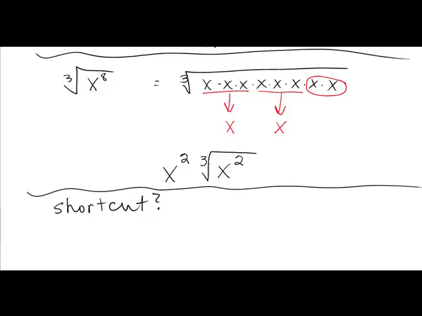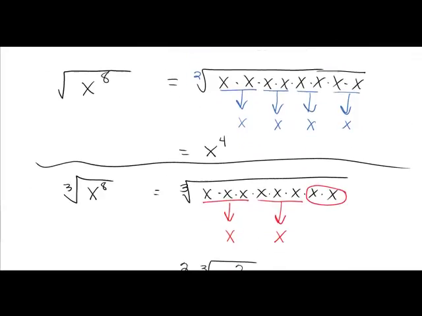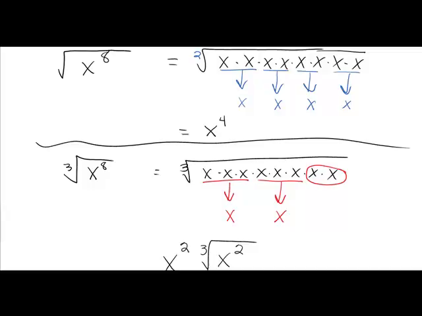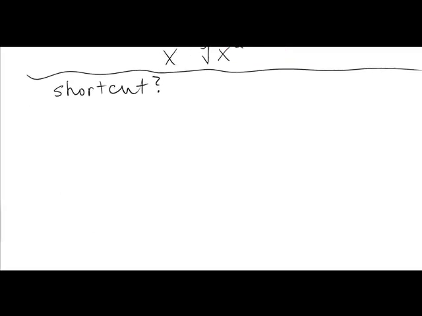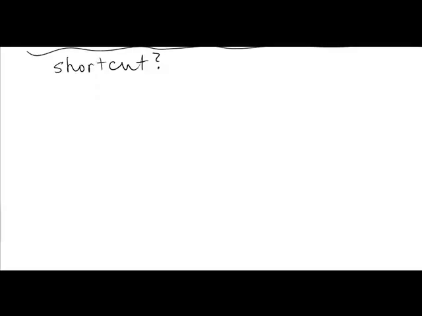So let me go back up for a minute and let's look at these 2 and their answers. If this is square root of x to the 8, I got x to the 4. Cube root of x to the 8, I get x squared, but then I still have an x squared inside. So do you see a shortcut?